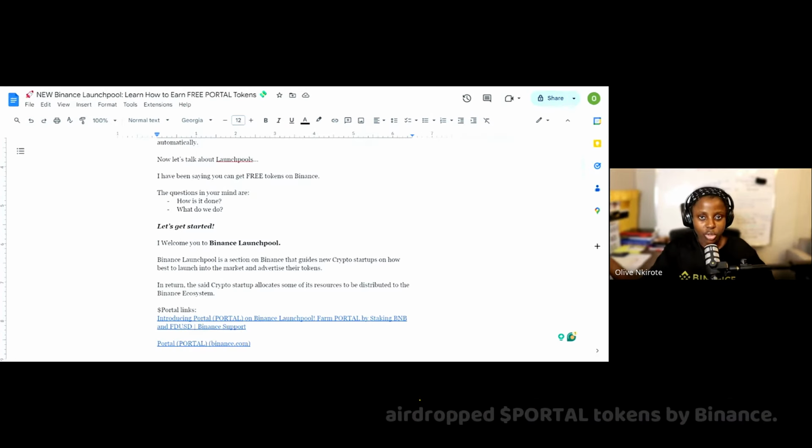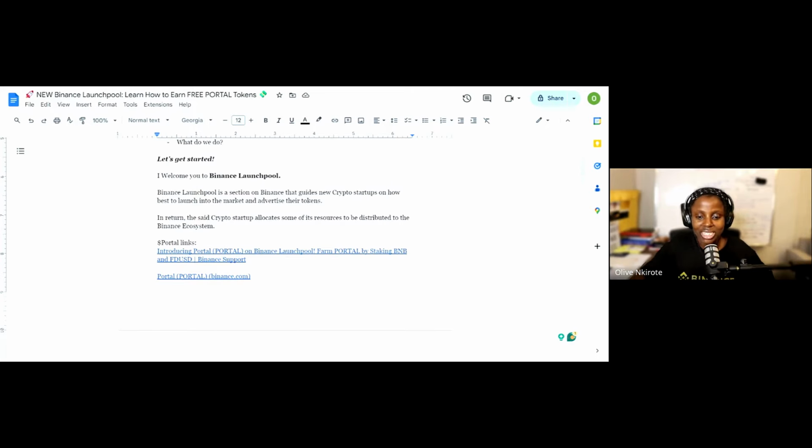You can get free tokens on Binance. How are we getting these free tokens? I welcome you to the Binance Launchpool.